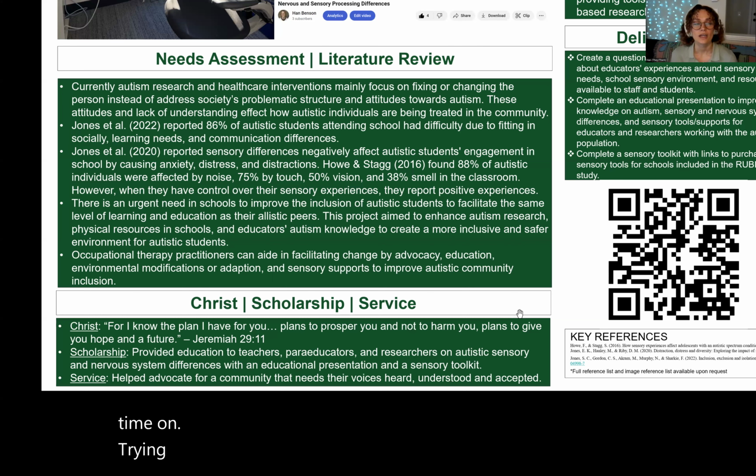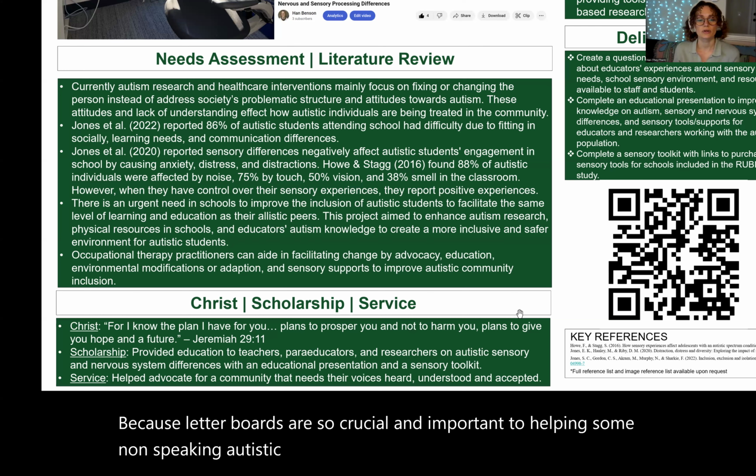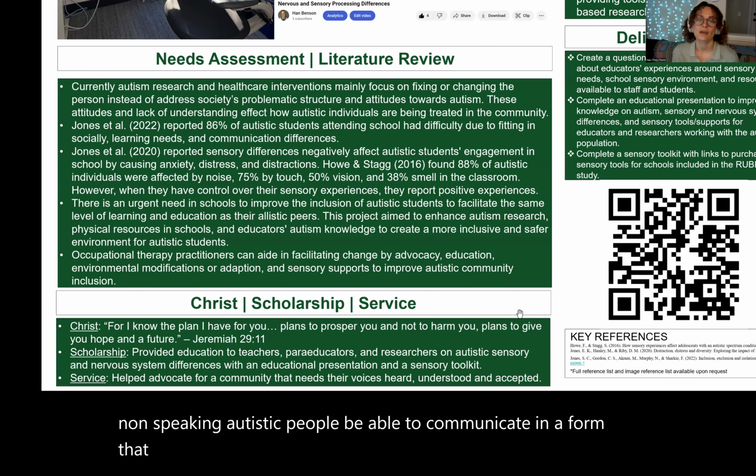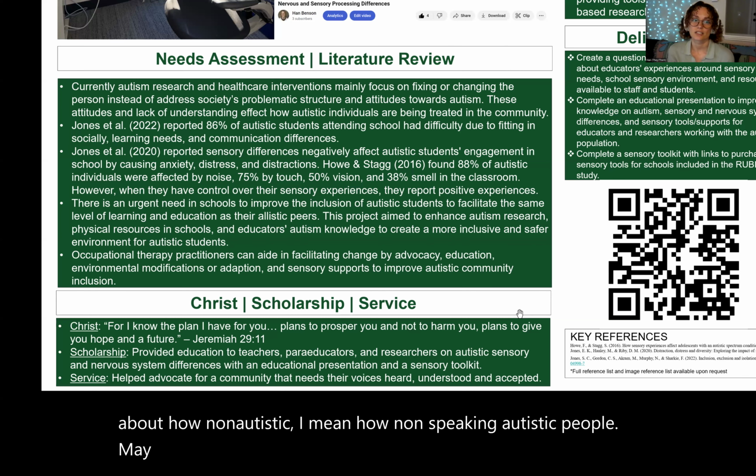trying to help increase the evidence-based research on letter boards, because letter boards are so crucial and important to helping some non-speaking autistic people be able to communicate in a form that works for them. Because recent studies have been talking about how non-speaking autistic people may have a difference in neuromotor that's affecting their ability to speak.